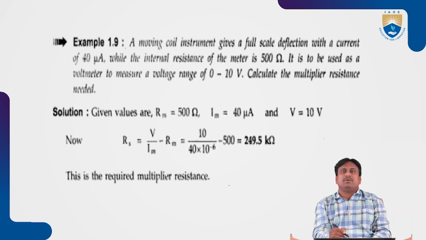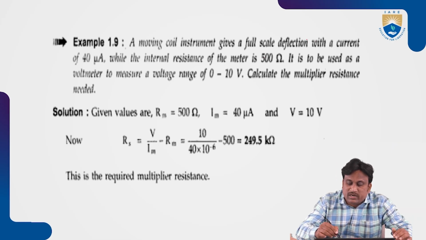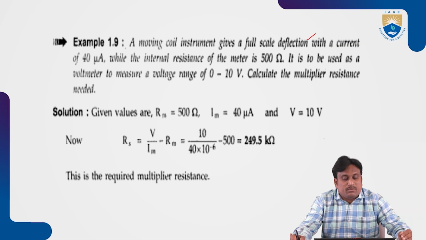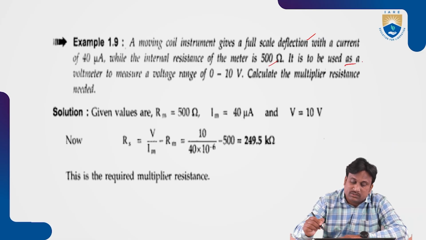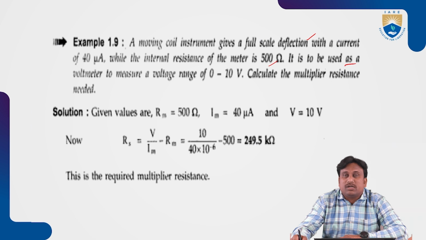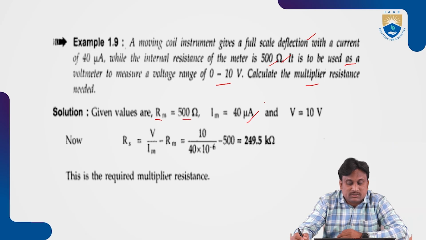We have one more example to know about the meter ranges. A moving coil instrument gives full scale deflection with a current of 40 microamperes, while the internal resistance of the meter is 500 ohms. It is to be used as a voltmeter to measure the voltage range 0 to 10 volts. Here we need to calculate the multiplier resistance required. The given values are Rm, the meter internal resistance, 500 ohms, Im is 40 microamps, and voltage is 10 volts.